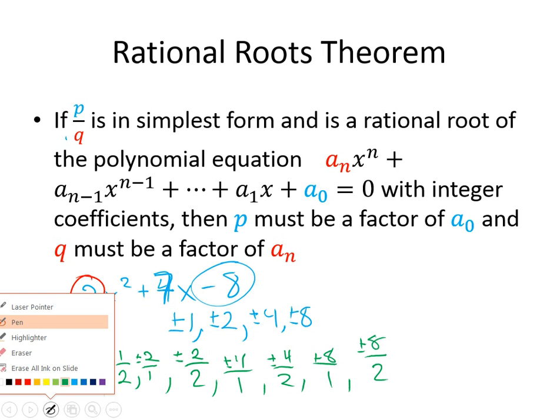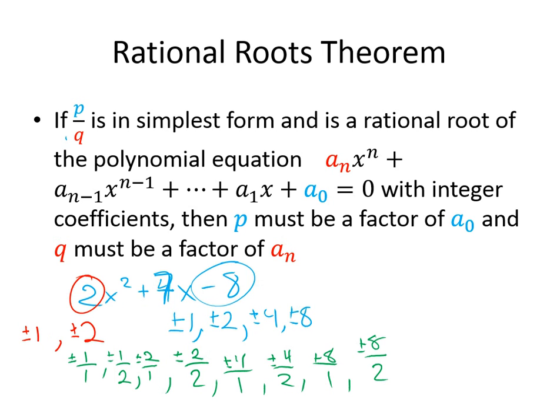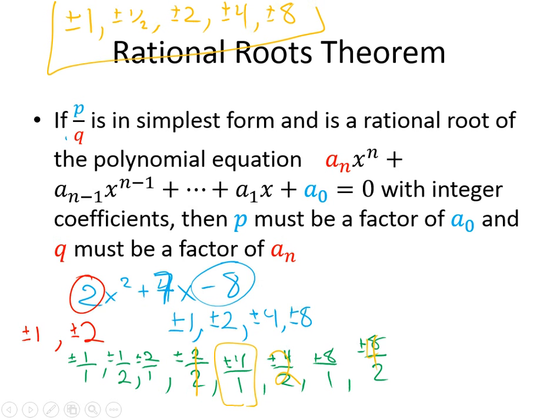So once you reduce all these fractions, we'll do them in orange, we have plus or minus 1 as one possible root, plus or minus 1/2, plus or minus 2. You see this one is also 1, so we only have to put 1 once. Plus or minus 4 for the next one. We have plus or minus 2 again, that's a repeat. Plus or minus 8. And then the last one is also plus or minus 4 again. So these are the possible rational roots that you have.